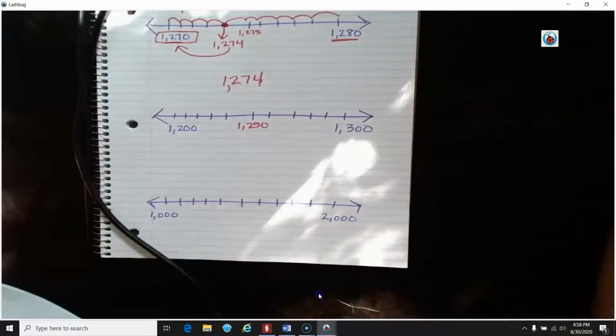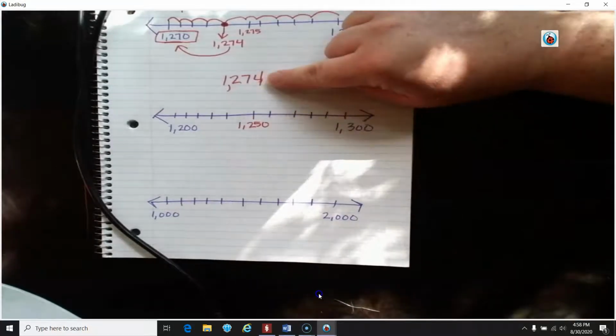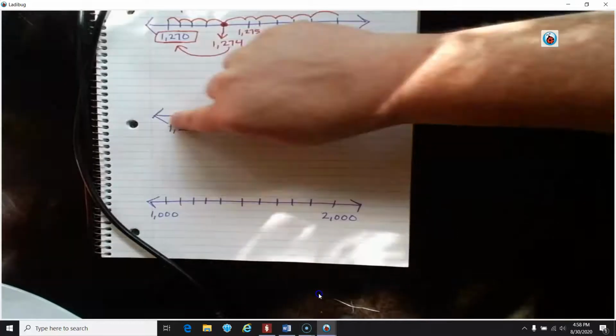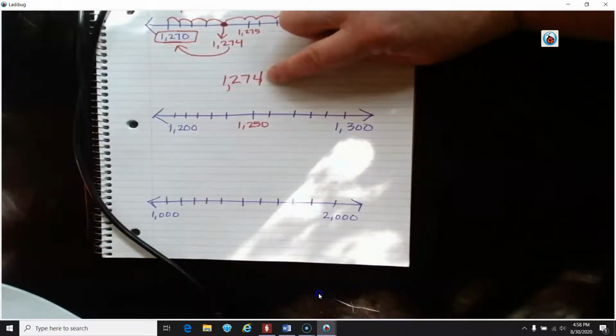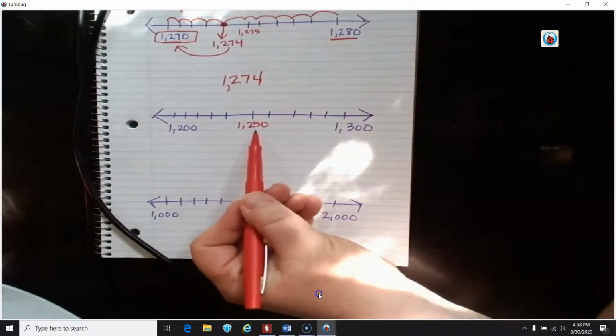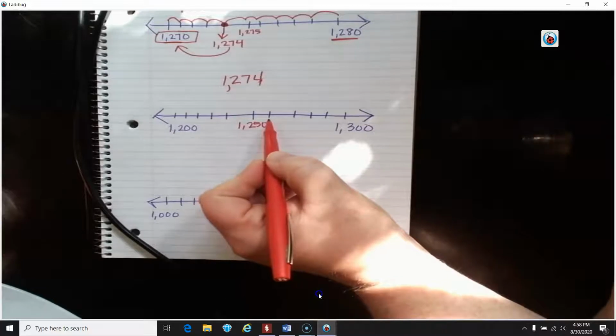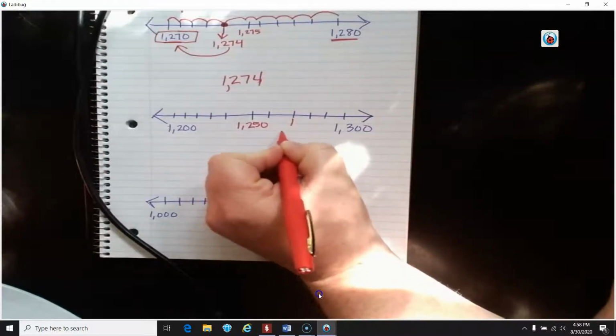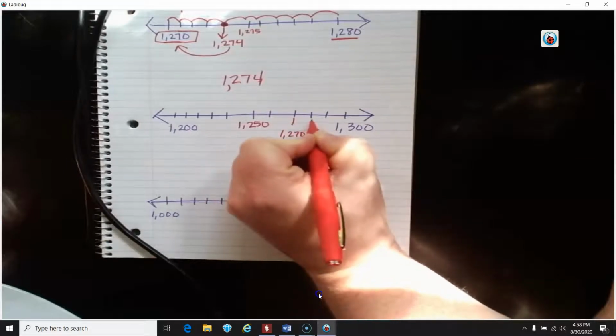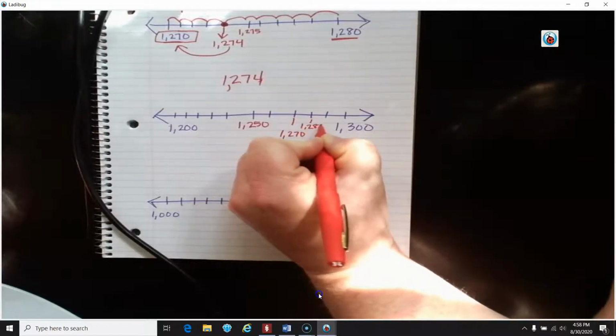So now we have to figure out where this number goes on this number line. Okay? So 1,274. If these are going up by tens, this is going to be in the 10 that has the 70. So if this is 1,250, this would be 60, this would be 70, this would be 1,270, this would be 1,280.